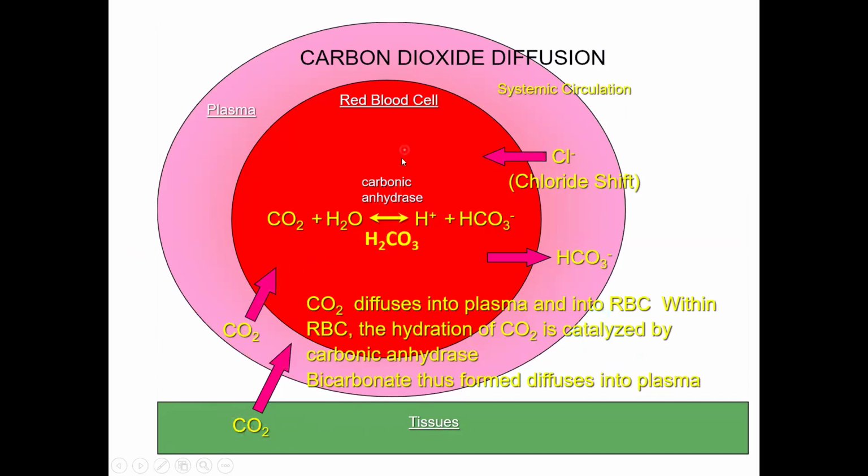Inside the red blood cells, the enzyme carbonic anhydrase is present, which is going to catalyze the reaction between carbon dioxide and water to produce carbonic acid first, which then dissociates into hydrogen and bicarbonate ions. Bicarbonate ions thus formed then leave the red blood cells into the blood circulation in exchange for chloride ions. So this is known as chloride shift. In the systemic circulation, in exchange for chloride ions, bicarbonate leaves the red blood cells. So this is the normal process of the production of bicarbonate ions and hydrogen ions.